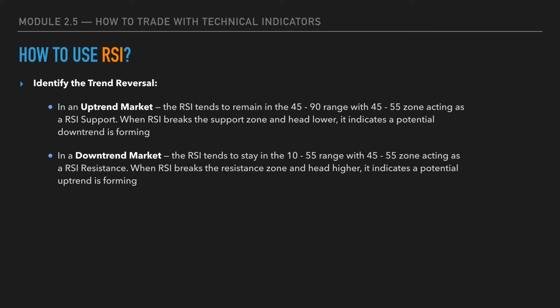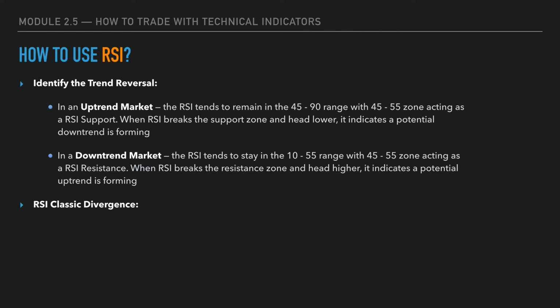On the other hand, when the market is in a downtrend, the RSI tends to stay around the range of 10 to 55 with the 45 to 55 zone acting as an RSI resistance level. When the RSI breaks the resistance level and jumps higher, it indicates a potential uptrend is forming.